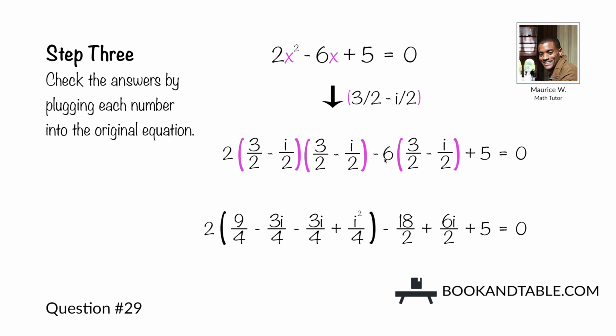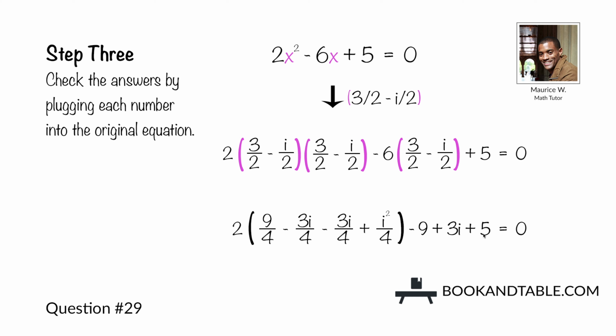We distribute our negative 6 to 3/2 minus i over 2 here, giving us negative 6 times 3, which is negative 18 over 2. And we have negative 6 times negative i, which is positive 6i over 2. Plus 5 is equal to 0. So we'll start here. Negative 18 over 2 is negative 9, and 6i over 2 is 3i. Negative 9 plus 5 is equal to negative 4.